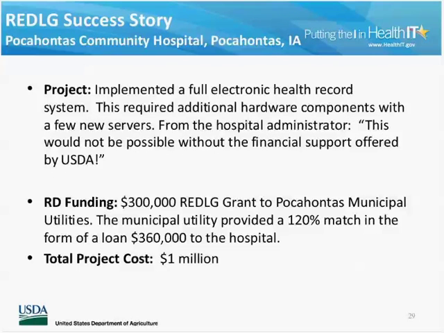In Pocahontas, Iowa, their community hospital, working with their municipal utilities, had a $1 million project they were looking at. Again, they wanted to implement full EHR. They needed some hardware. They needed new servers. At the end of the day, they got a $300,000 REDLG grant from USDA. In this case, the municipal utility didn't kick in an extra 20%. They kicked in an extra 120% match and made an additional loan to the hospital.